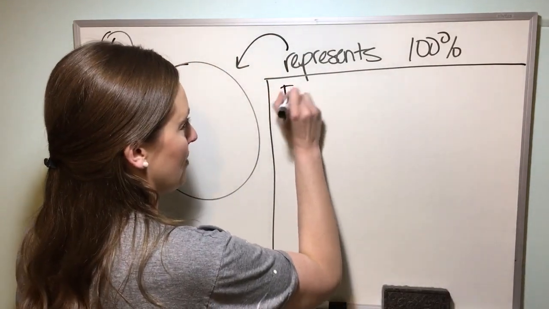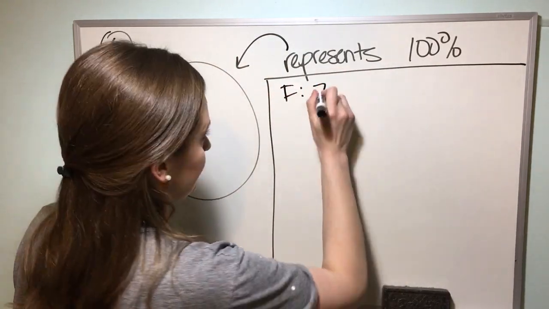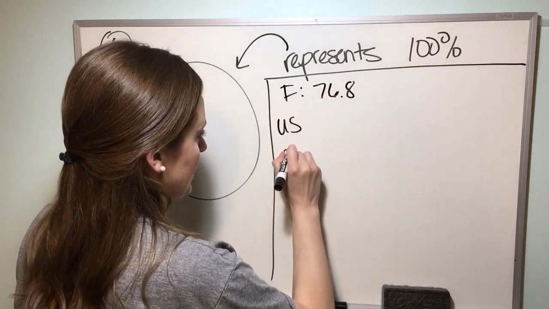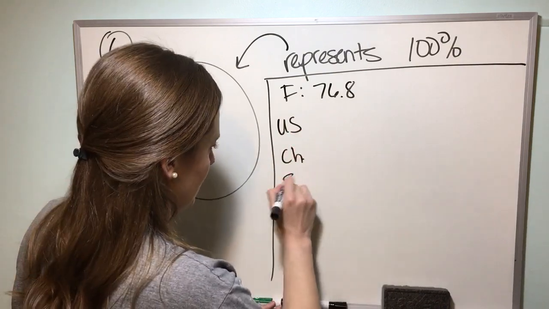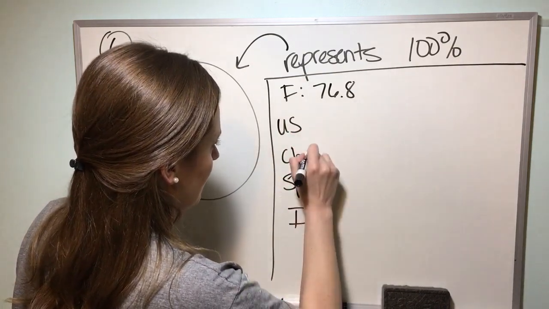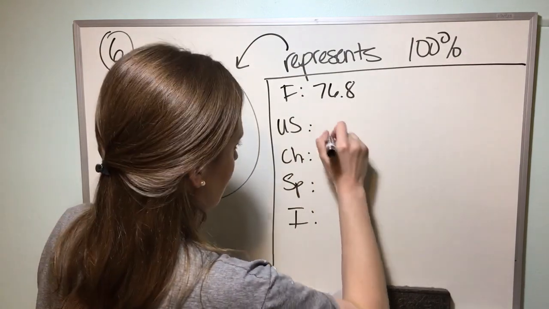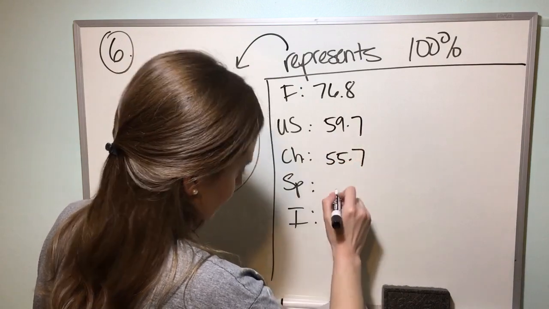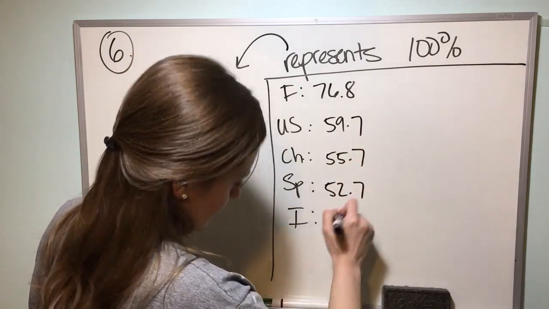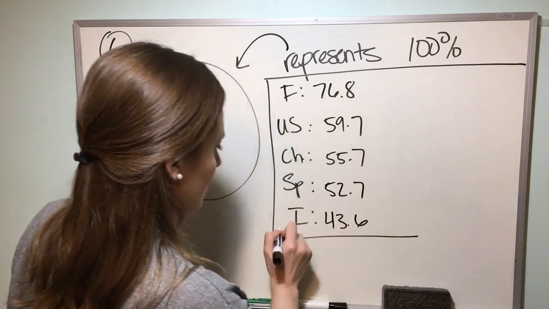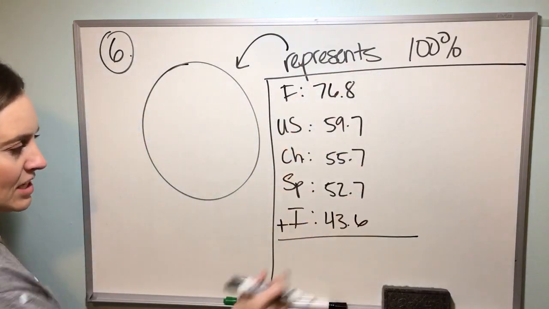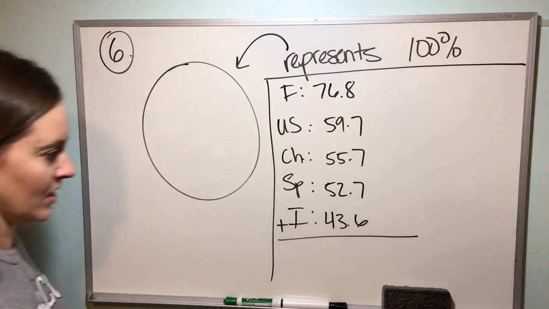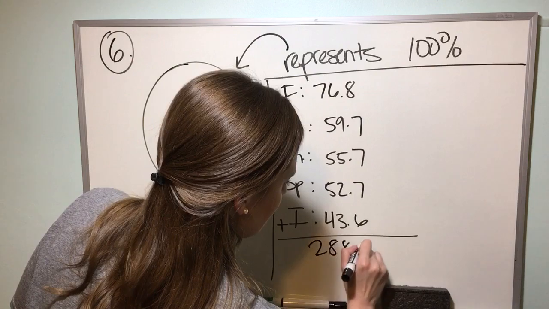So you're going to add up France, 76.8, then US, China, Spain, and Italy: 59.7, 55.7, 52.7, and 43.6. So if you add all of these visitors together, you'll come up with a total number of visitors. Pause the video and go ahead and add it up. You should come up with 288.5.